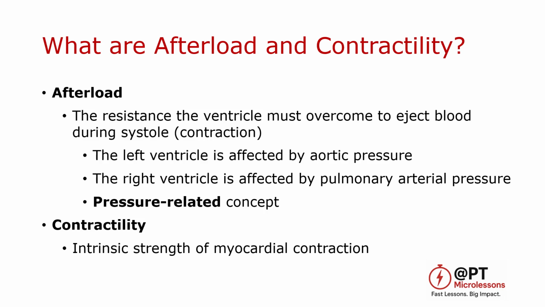Afterload is the resistance or pressure the ventricle must overcome to eject blood during systole. For the left ventricle, afterload is primarily determined by aortic pressure, whereas for the right ventricle, it is determined by pulmonary arterial pressure. As afterload increases, less blood is ejected, leaving a larger end-systolic volume. In contrast, contractility refers to the intrinsic strength of the cardiac muscle. As contractility increases, the ventricle ejects more blood with each contraction, resulting in a lower end-systolic volume. The key point is that afterload is a pressure-related concept, while contractility determines how forcefully the ventricle contracts.